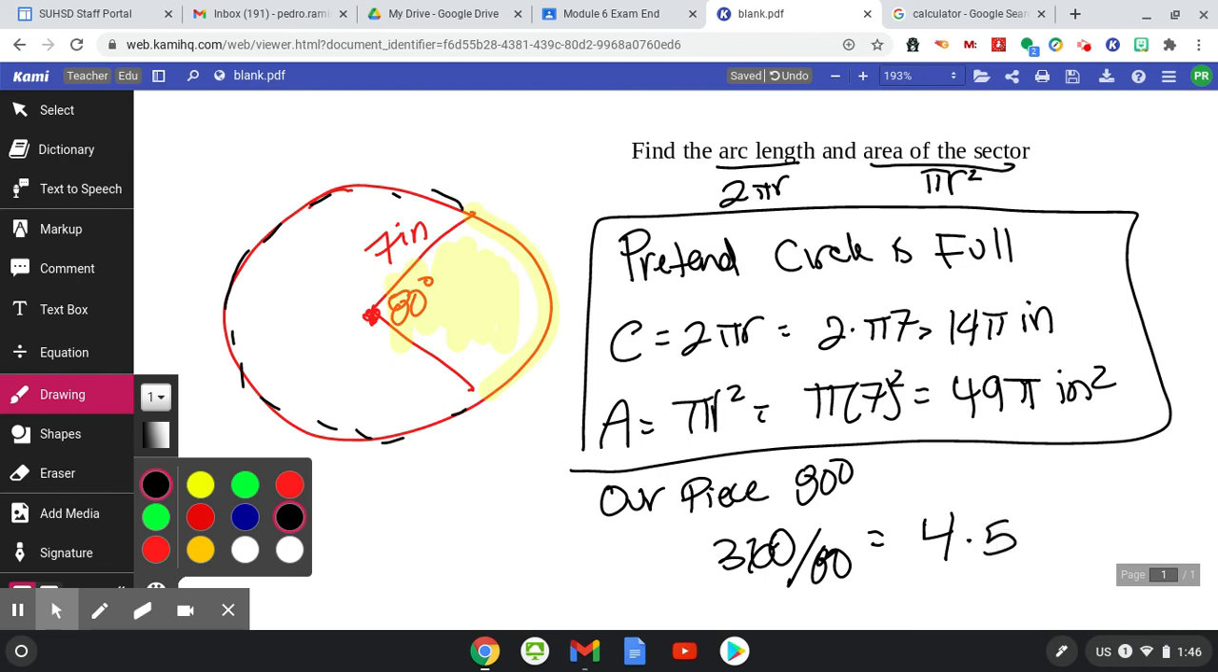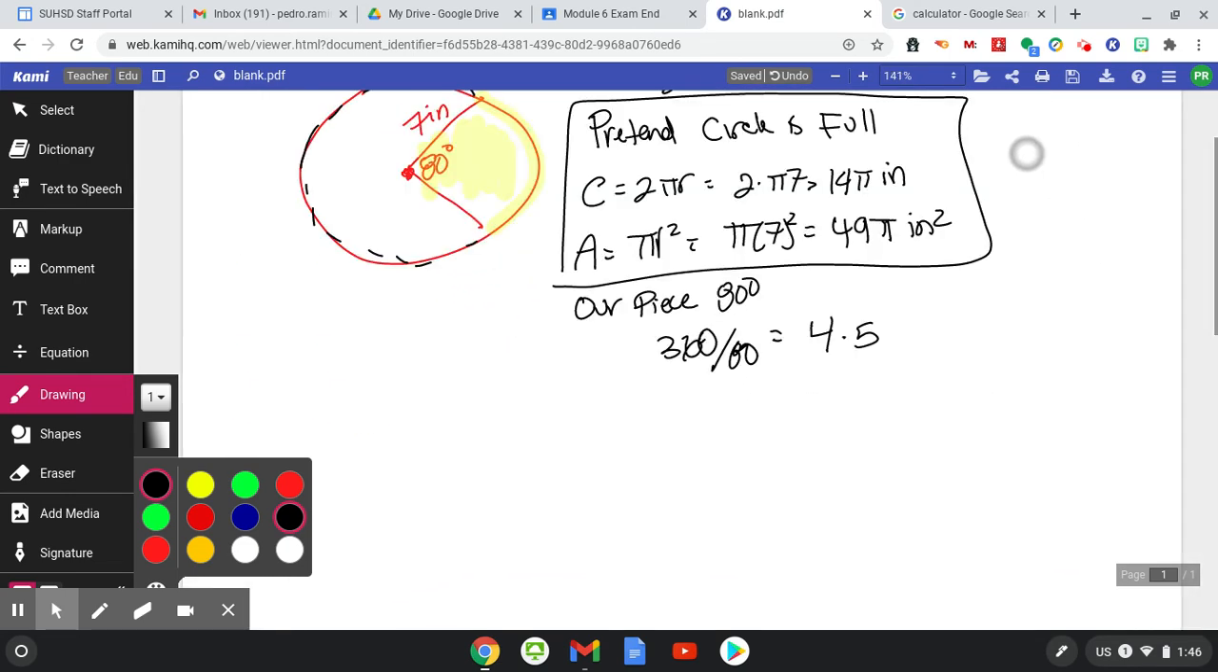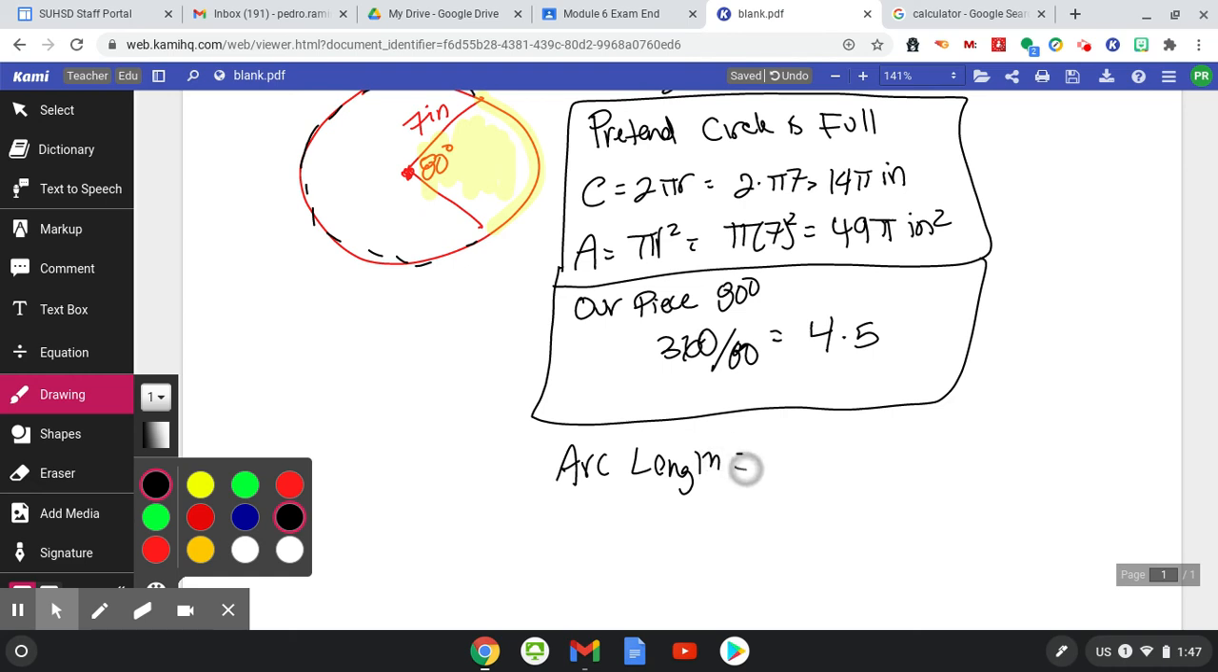That means I have 4.5 portions, 4.5 pieces of that circle. So now look at my answer. If I want the arc length, I take my answer for arc length, 14 pi inches, and divide it by 4.5.